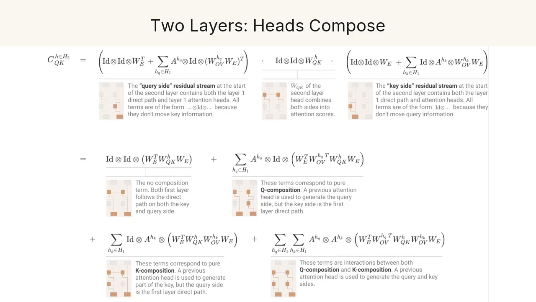The distinction matters. V composition moves information around, while Q and K composition change the attention pattern itself, letting a later head attend based on what an earlier head computed. Through these, 2 simple heads chain together to compute something neither could do alone. Composition is the doorway from memorized statistics to real, multi-step, in-context algorithms.